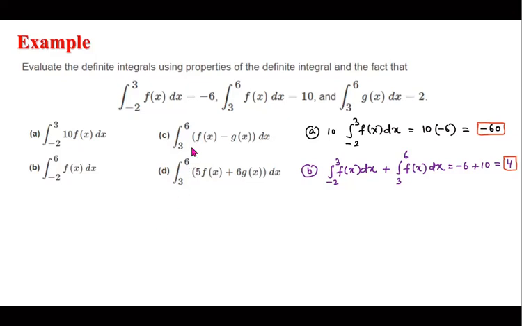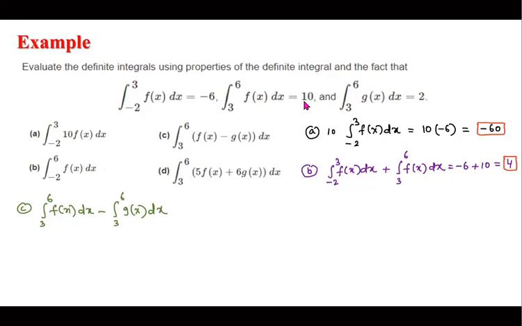Now let's look at C. In C, we need to find the value of the integral from 3 up to 6 of f of x minus g of x. That means it is the integral from 3 to 6 of the first function f of x with respect to x, minus the integral from 3 to 6 of the second function g of x with respect to x. We can separate it like that. So we integrate f of x, subtract, and then integrate g of x. The integral of the function f from 3 to 6 is 10.